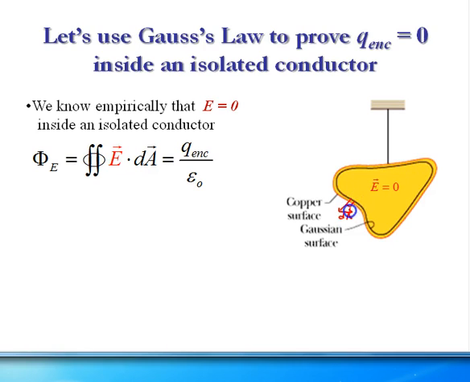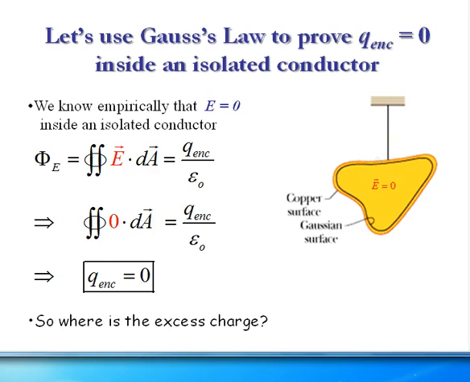So we have a lot of these little dA area vectors going in all different directions, since this is not a symmetric shape. But we want to know what is that dot product with the electric field. Well, the electric field is 0. So if the electric field is 0, then the flux must be 0, so the charge enclosed must be 0. Epsilon naught can't be 0.